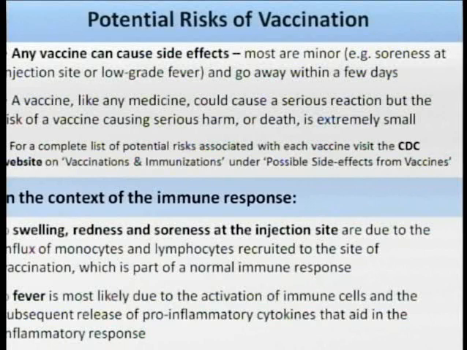So if you wanted a complete list of potential risks, I would suggest you go to the CDC website. The CDC website is an amazing source of information for disease in general, but also vaccination.